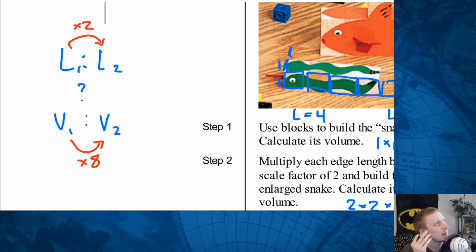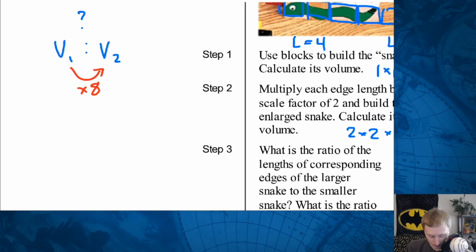Why would multiplying by 2 three times give me 8, right? Times 2 times 2 times 2. 2 times 2 is 4, times 2 is times 8. That is what I did. I multiplied by 2 three times over, multiplying everything out. That is the same as taking the original and multiplying by 8.